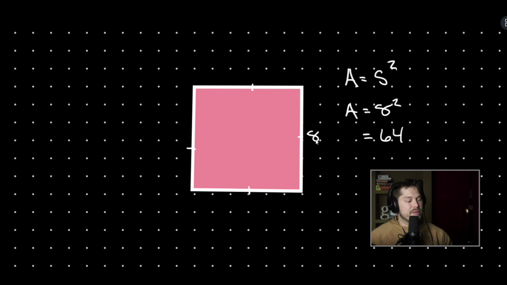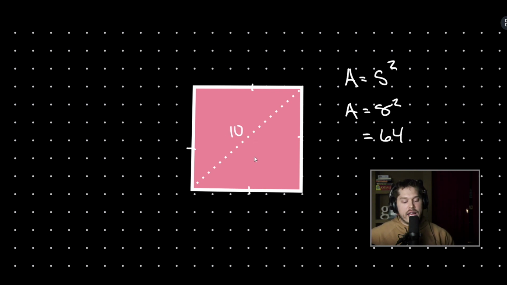Excellent. How about what if for a square it gave us the diagonal length? And it said that our diagonal was length 10.